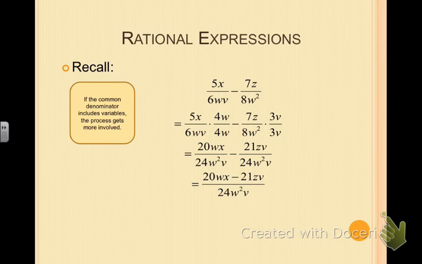Now that we have equivalent fractions with the same denominators, we can rewrite the fractions with a single denominator, giving us 20wx minus 21zv all over 24w squared v.